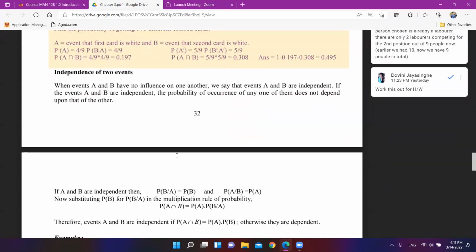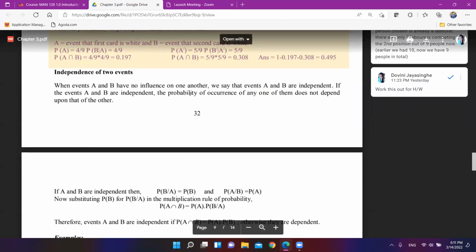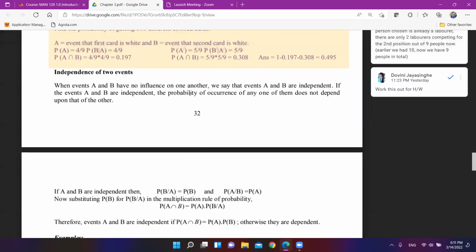Independence of two events. When events A and B have no influence on other event. එක event එකයි A event එකයි B event එකයි අතර බලපෑමක් නැත්තම්. No influence means no influence, right? බලපෑමක් නැහැ. We say the events A and B are independent. අපි independent කියන්නේ මොකක්ද? dependent නැත්තම්.